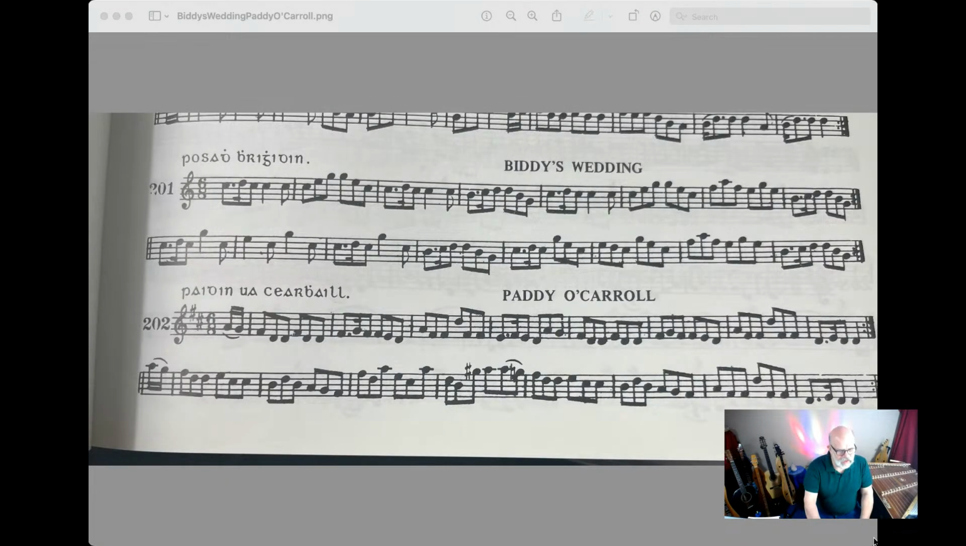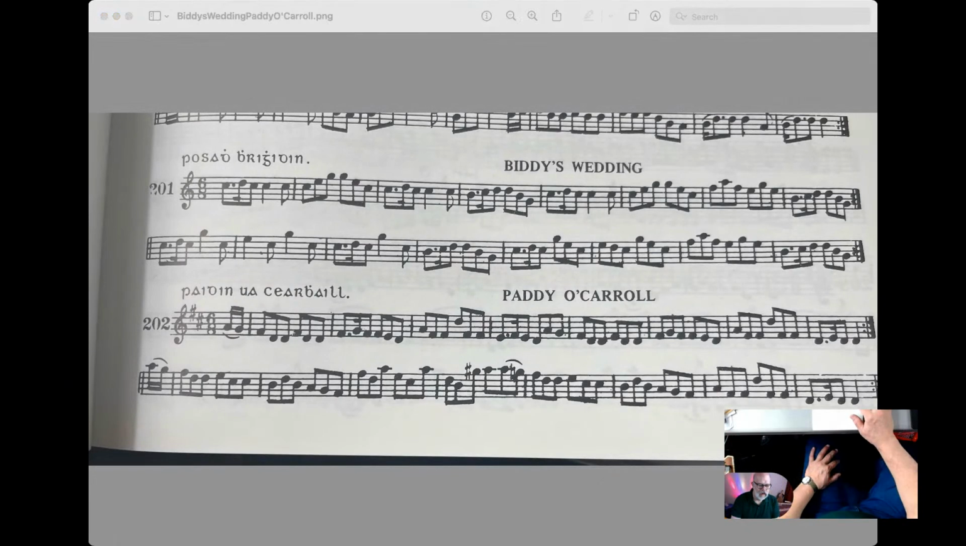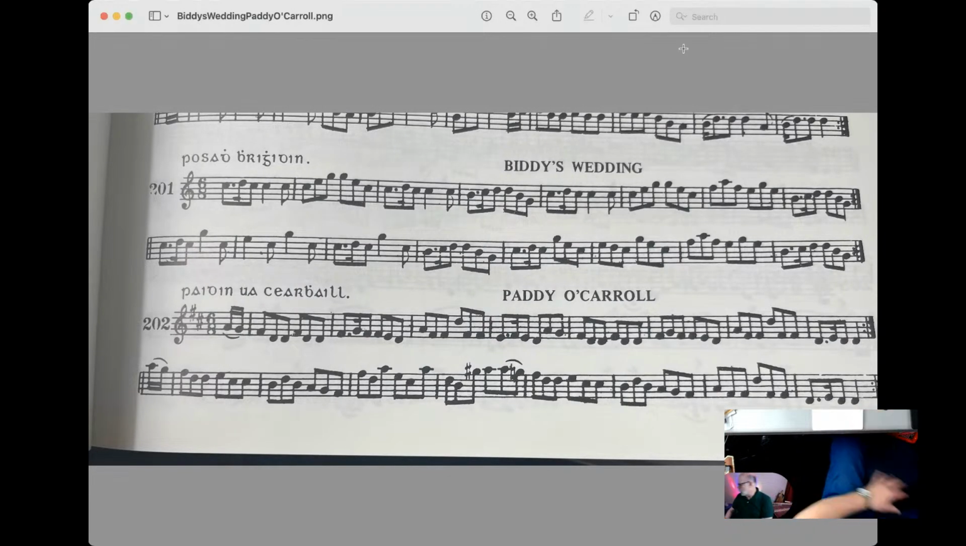And we're going to look at the other one. Biddy's Wedding is at the top. Patio Carol is the one at the bottom.